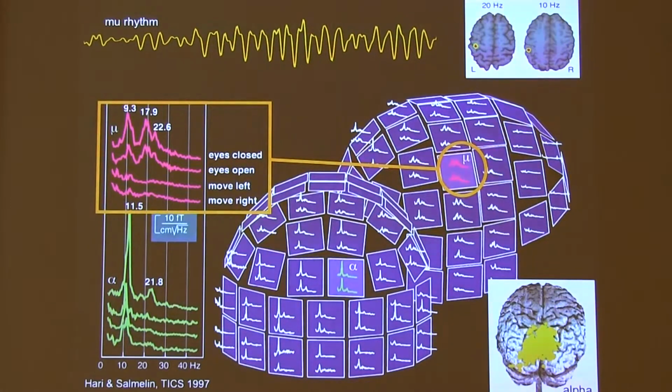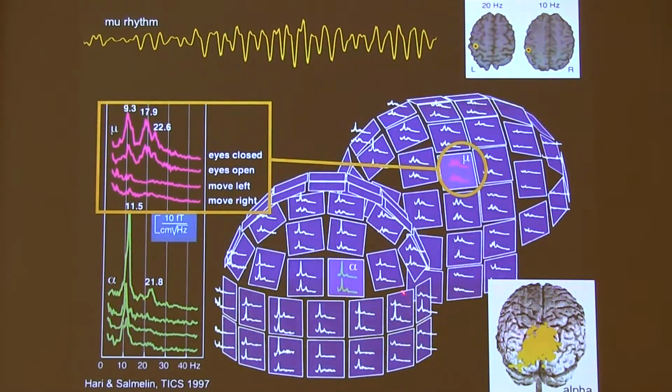You mentioned both the alpha and mu rhythm. So this is just from this early whole head coverage in the early 90s. Spectra in different parts, so there are always these 2 planar gradiometers.